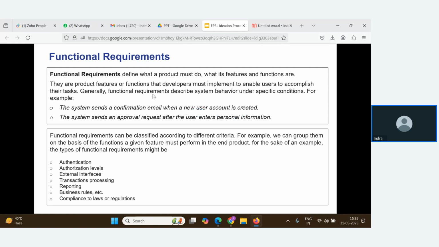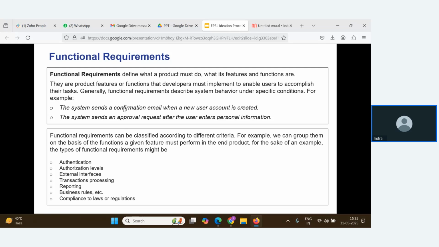For example, there is a system which sends a confirmation email whenever a user creates an account. This is a function. It's sending a confirmation email. Once a user creates an account, the system is sending a confirmation email. Similarly, the system will also send an approval request once the user submits any kind of personal details. To understand that, what is the functional requirement?